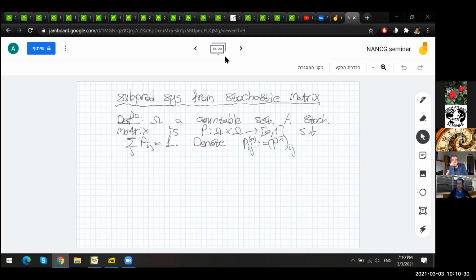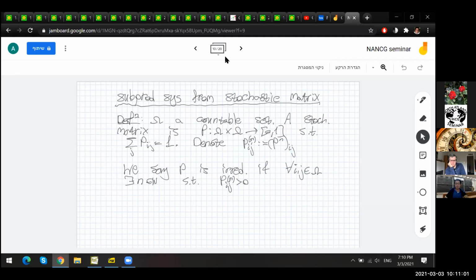If you have a stochastic matrix, even if it's a matrix indexed by a countable set, you can still take products and get another one. And we say p is irreducible if for any i and j in omega there exists an n such that p_ij^(n) is greater than 0.